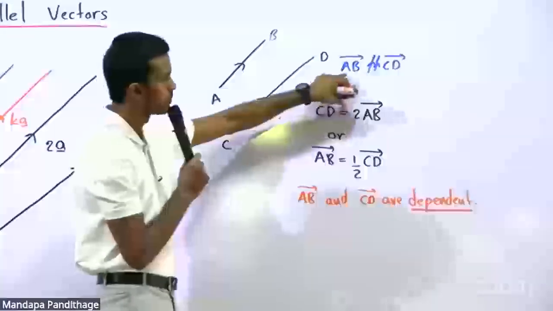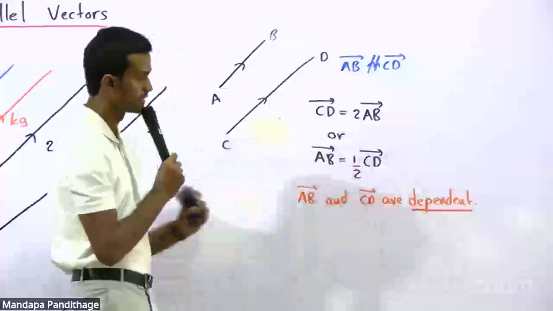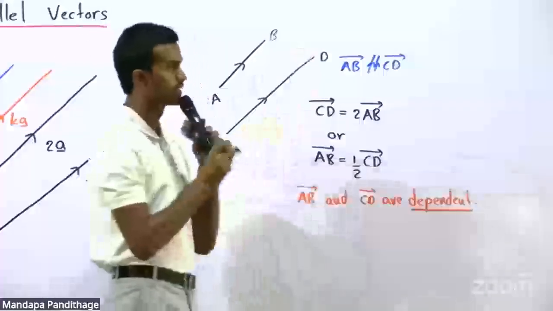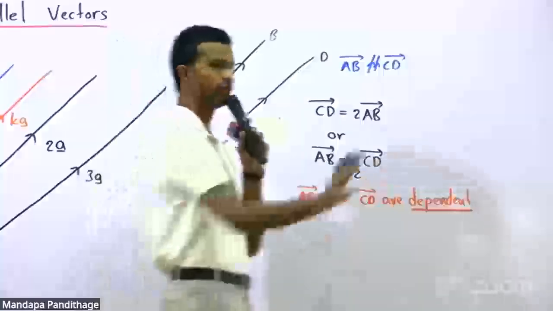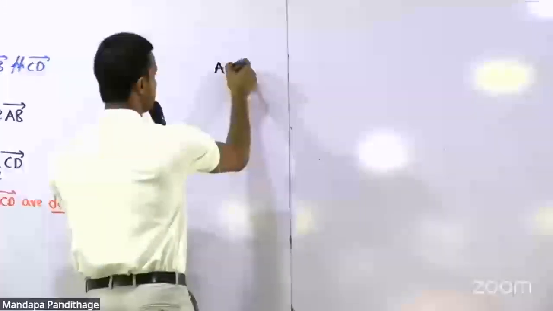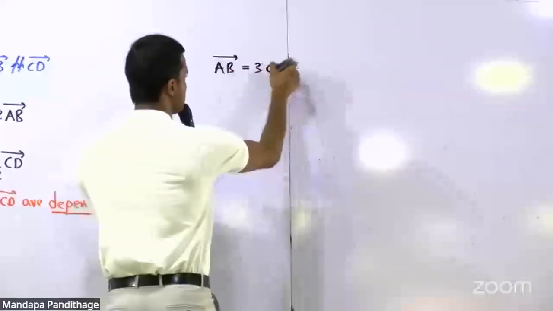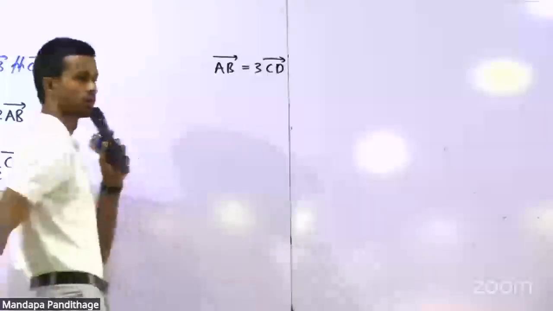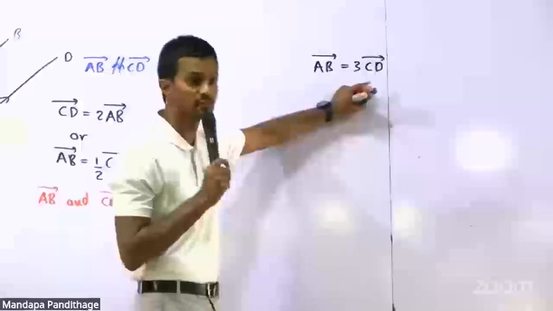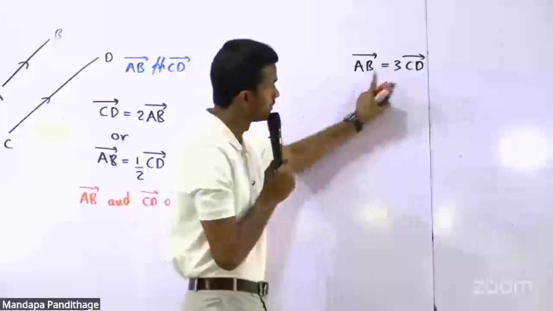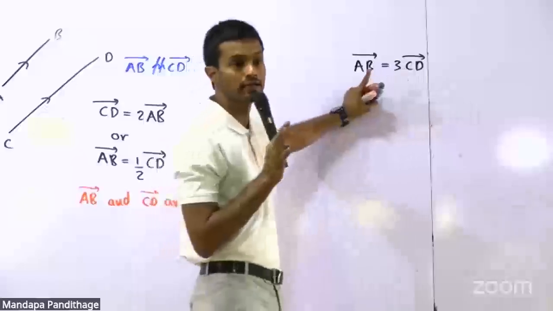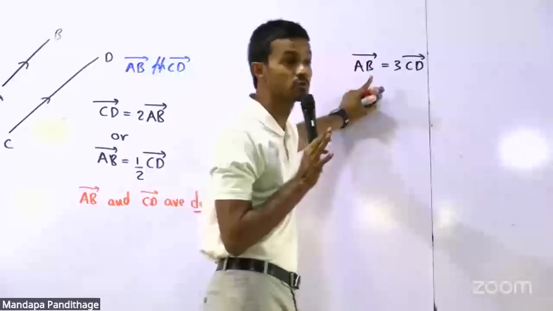When two vectors are parallel, we can say that the two vectors are dependent. Now let's say when we are solving a vector problem, after simplification I get an expression that AB is equal to 3 times CD. Now tell me, what can you say about these two vectors?